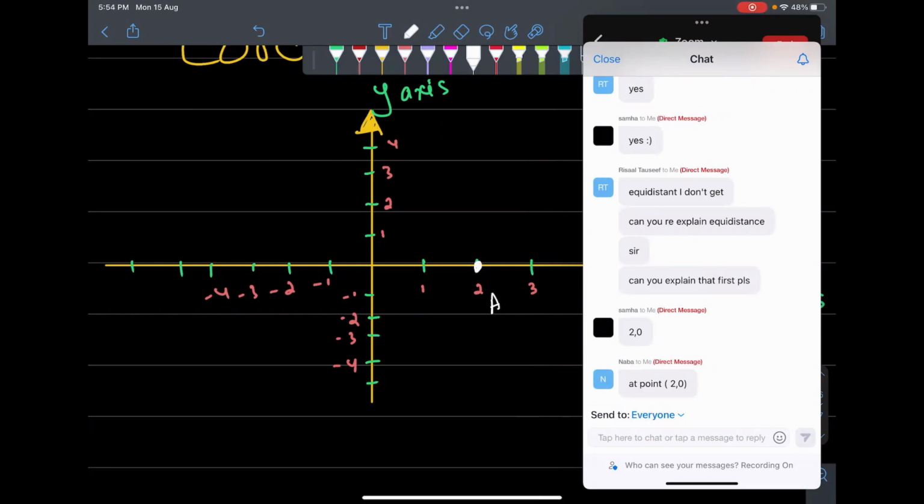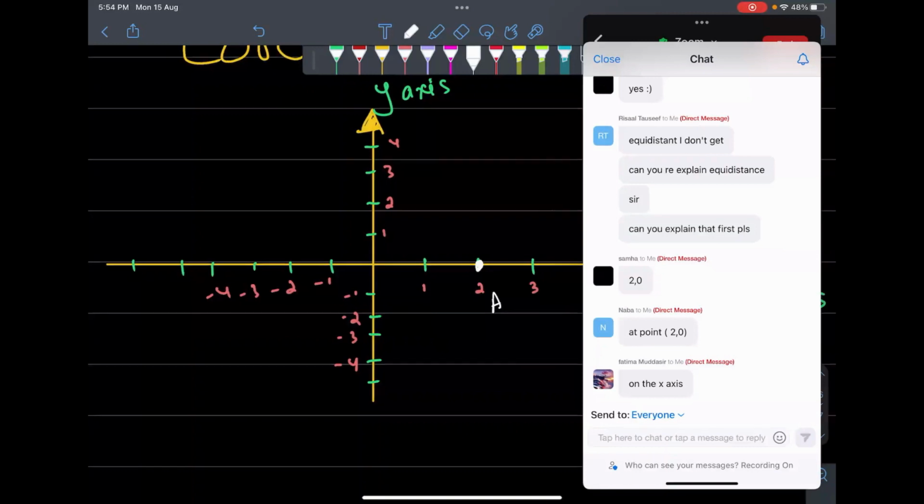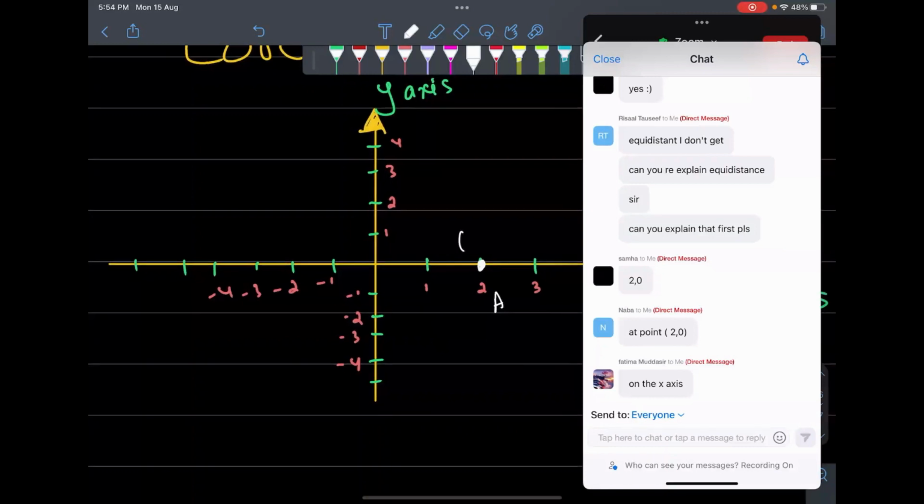Because at times in questions, the examiner has not given any diagram and it says A is on x-axis. So for that particular part, what I'm trying to tell you is that the coordinates are always x comma y. But if you know that the coordinate is on x-axis, then its x will be the value 2 and y will always be 0.